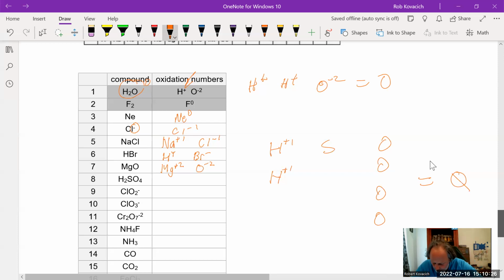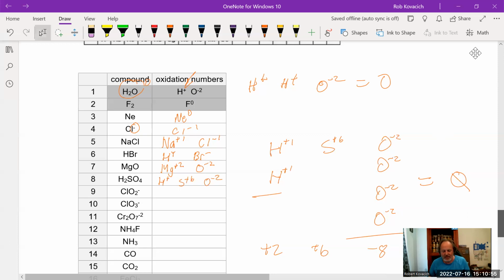I don't have a sulfur rule, but I have an oxygen rule that says oxygens are -2. So you're a -2, -2, -2, -2. This gets me -8. This gets me +2. And so this has to be a +6 to get me to 0. So the sulfur's charge is a +6. So here I would write sulfur +6 and oxygen -2.